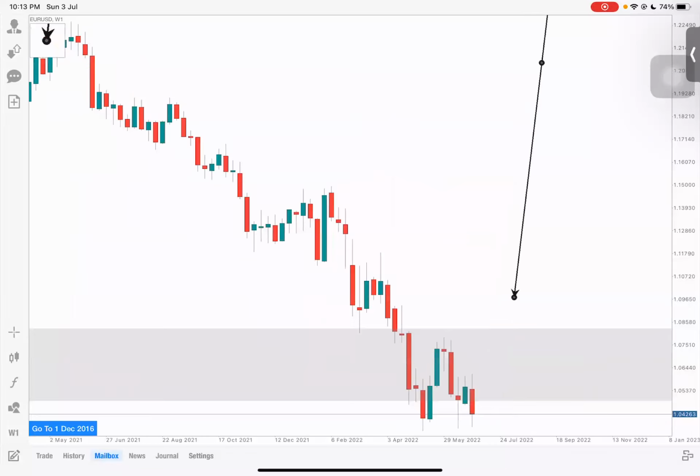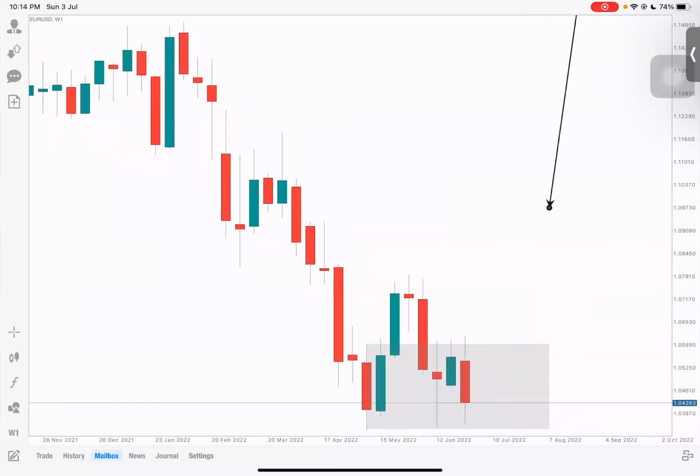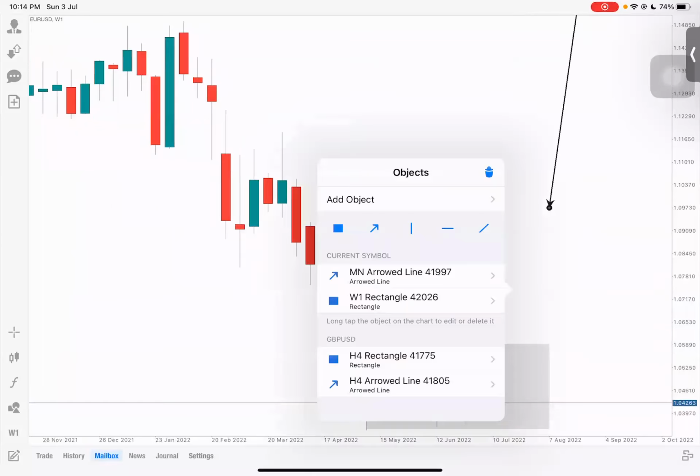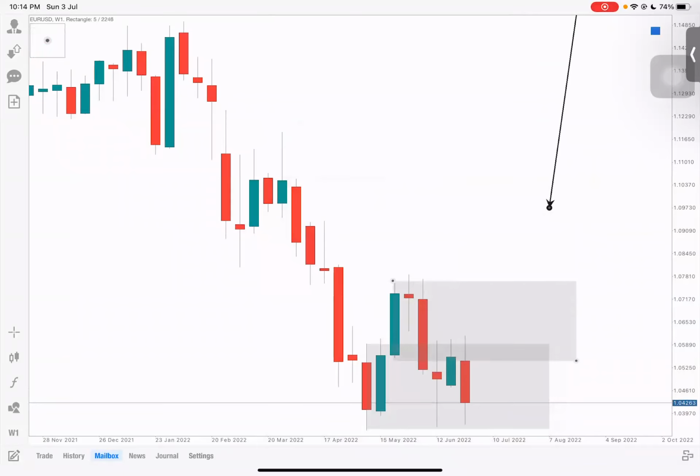Go to the weekly, then precise your zone. You can put two to three zones, it's okay, no problem. This is your buy zone and this will be your sell zone. They're really near to each other, so you're going to get confused: should I focus on buy or sell? If you get confused, check on the higher time frame. Higher time frame says sell, so focus more on sell instead of buy. Don't go against the trend, right?